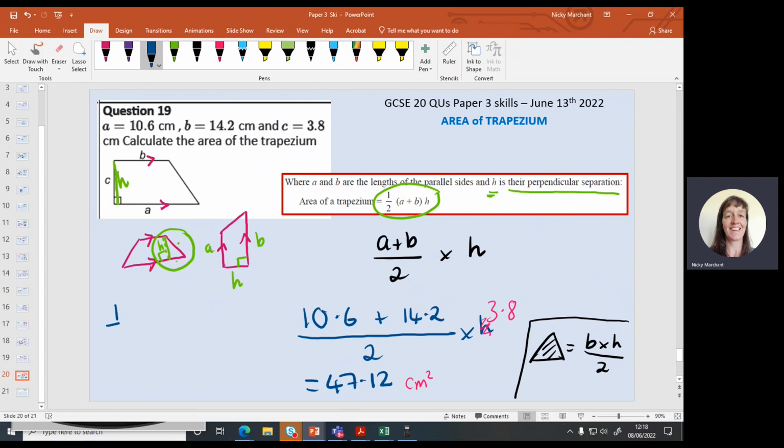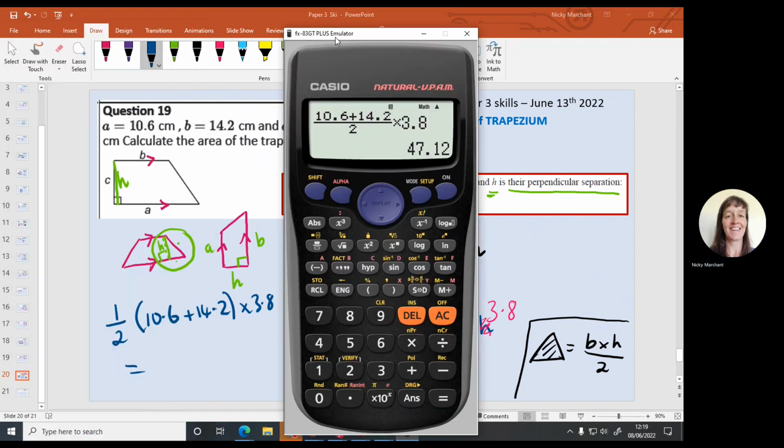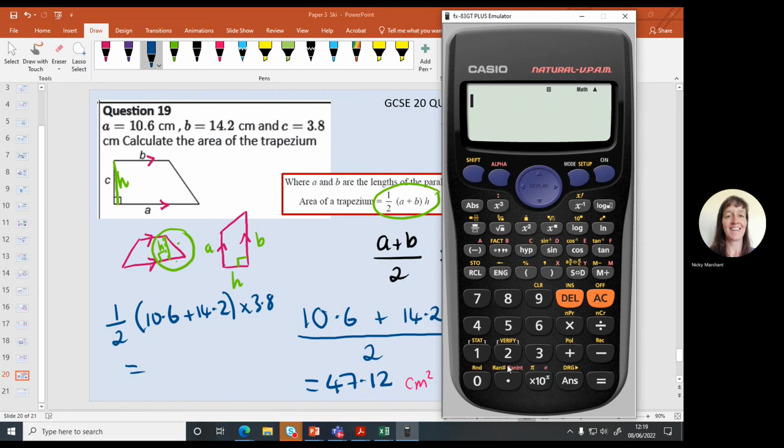So a half, 10.6 plus 14.2, okay, times 3.8. It's stuck to the bracket, so it times by the bracket. Just put that in our calculator and show that it also works. So we've got a half. So you could do your half or you could write in 0.5. It's up to you.